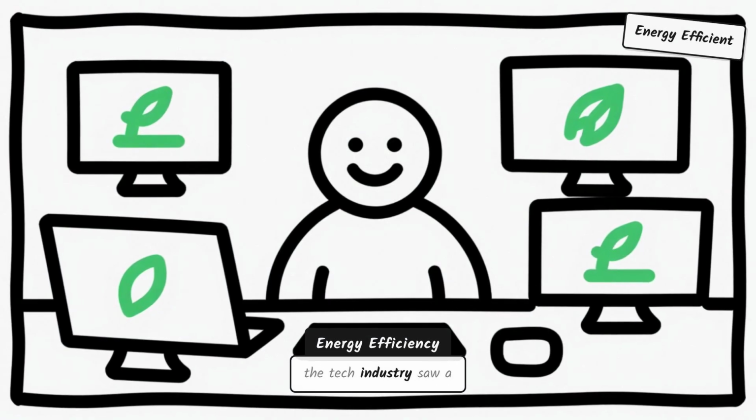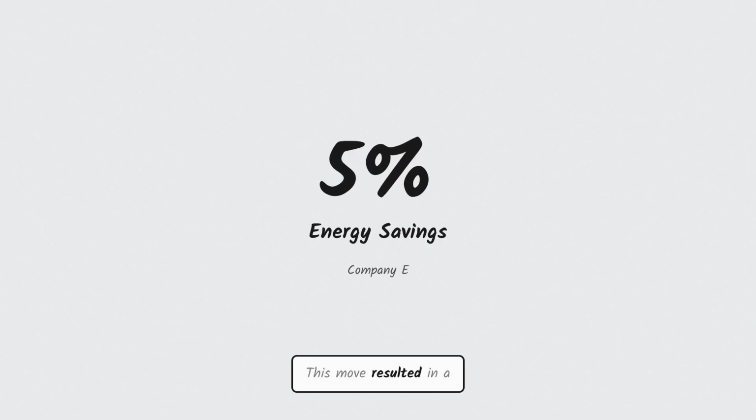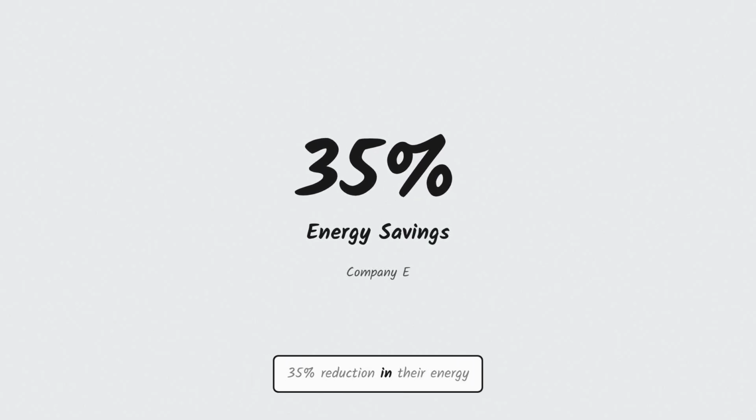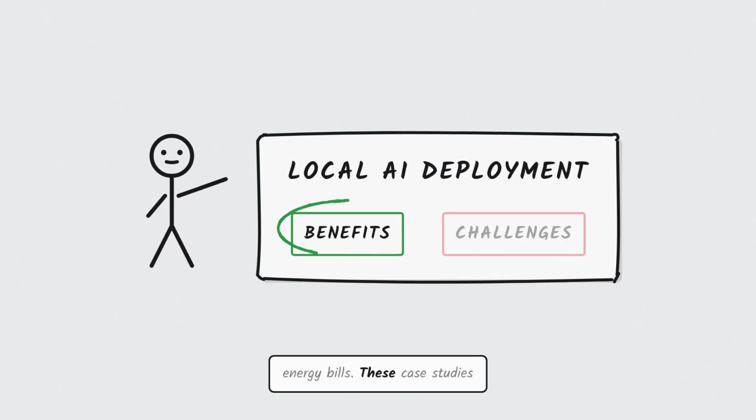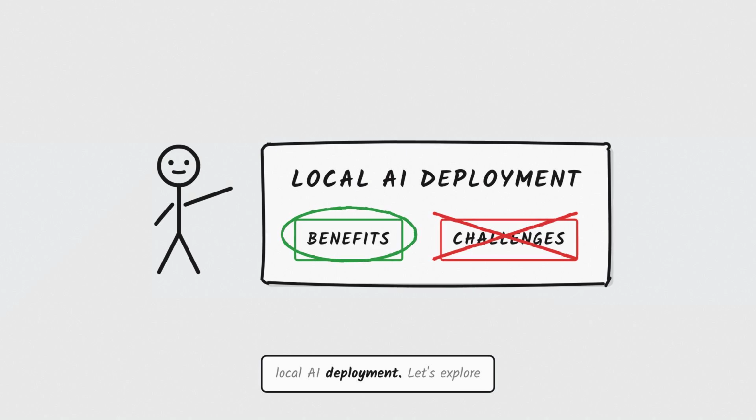Company E in the tech industry saw a significant improvement in energy efficiency. This move resulted in a 35% reduction in their energy bills. These case studies highlight the potential benefits and challenges of local AI deployment.